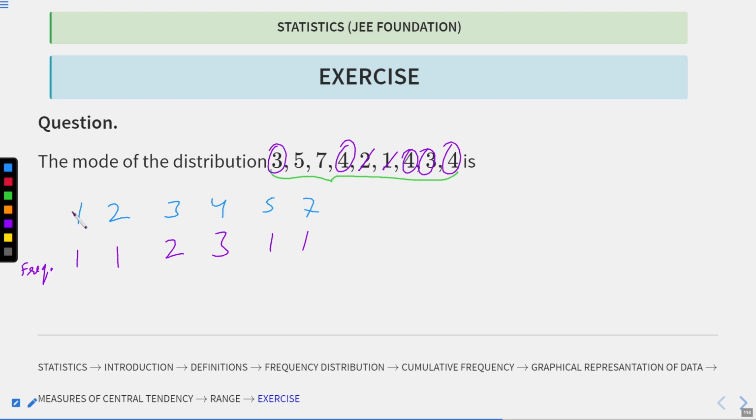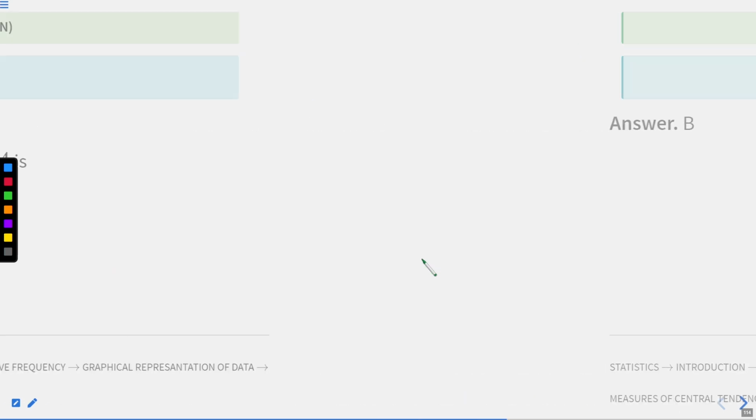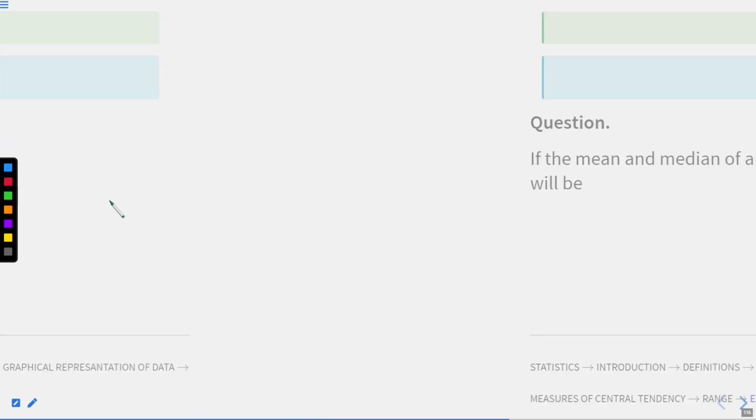So my mode will be the number which has the highest or maximum frequency. The maximum frequency is 3, and the number with it is 4. So my mode is equal to 4. I hope this is also clear. So B is my correct option. Let's move to next.